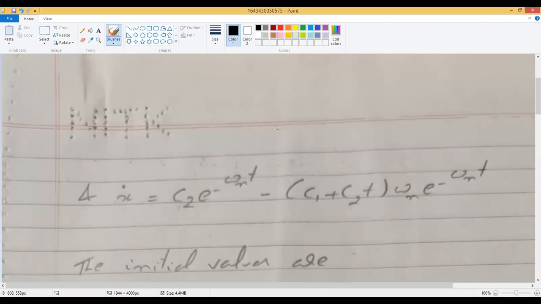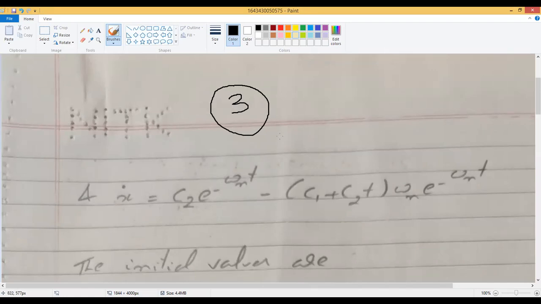Now, suppose this particular slide is visible. This is actually the third slide of the solution. It reads something like x dot is equal to C2 e raised to power minus omega n. Is this visible to all of you? Yes, sir. Okay.